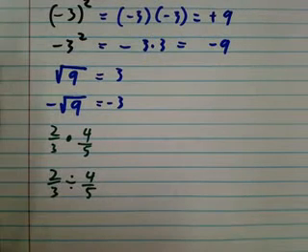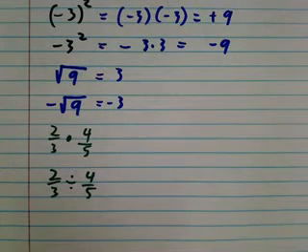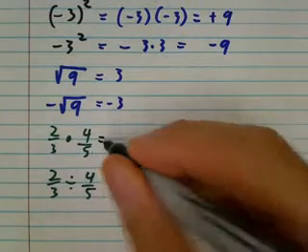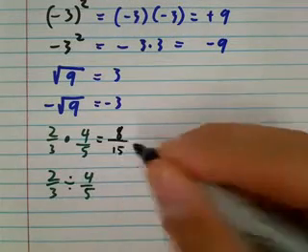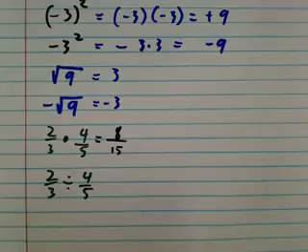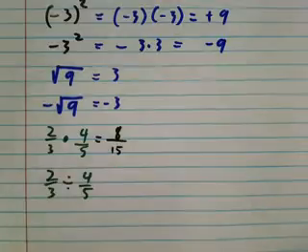Ooh, let me change my color. Oh, it already matches. I don't want green. I already have green there. Let's use black. So, multiply straight across, and 2 times 4 gives you 8, and 3 times 5 gives you 15. So 8 over 15 is your answer there. And always check and see if it can reduce. 8 over 15 cannot reduce, so I'm going to just leave it alone.